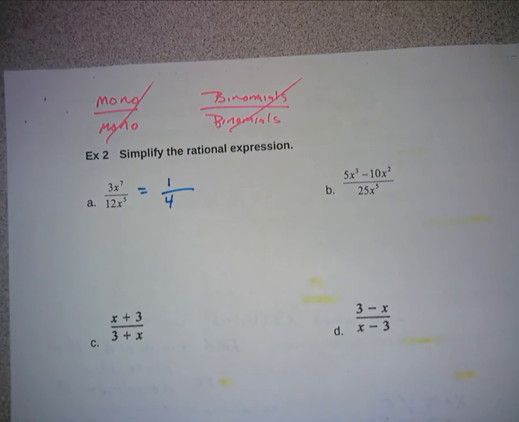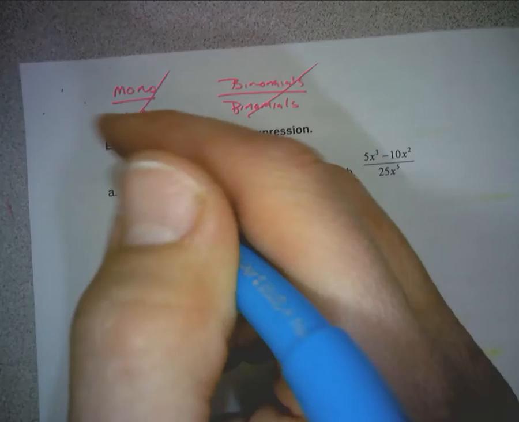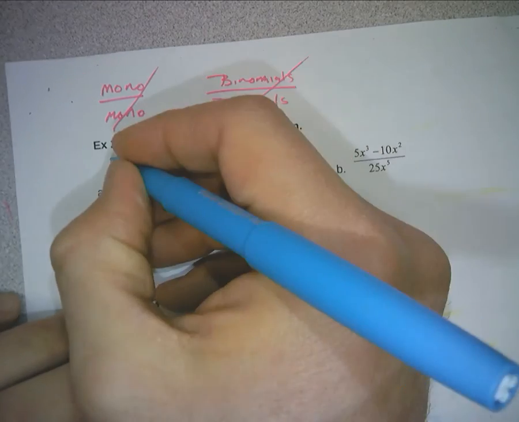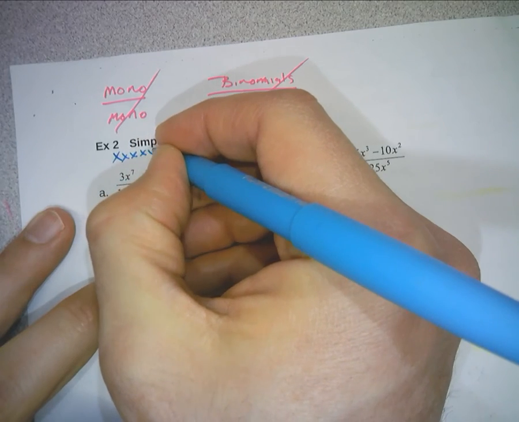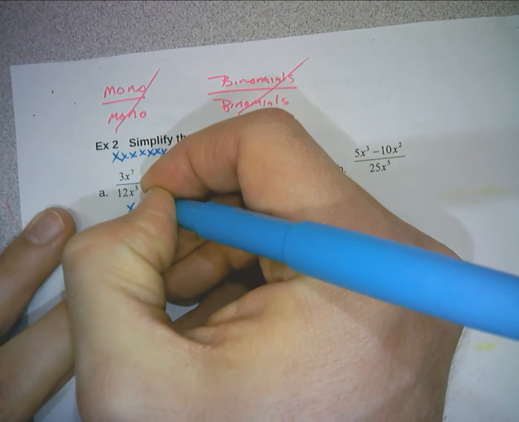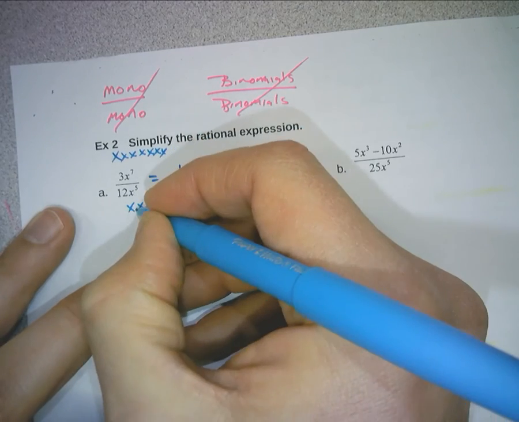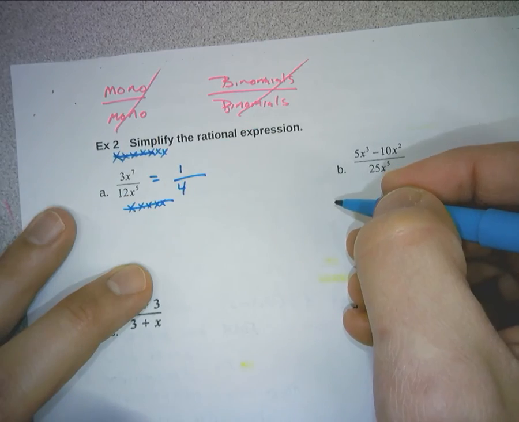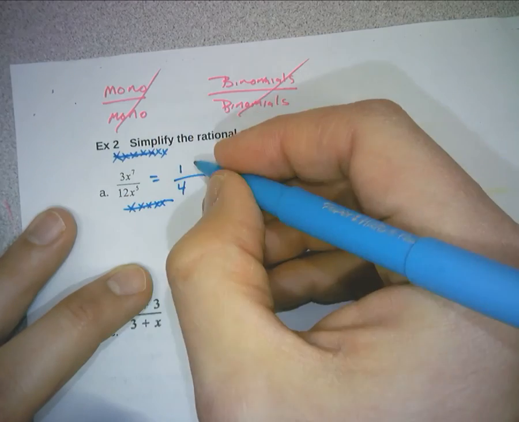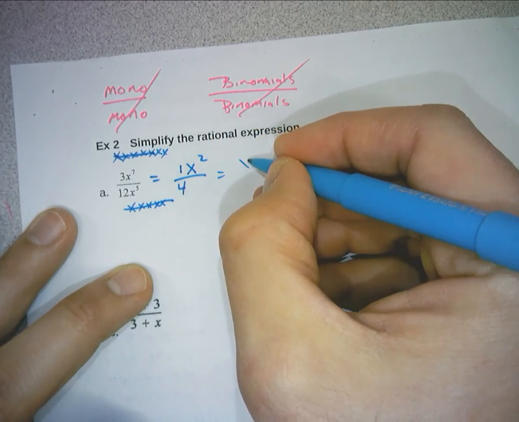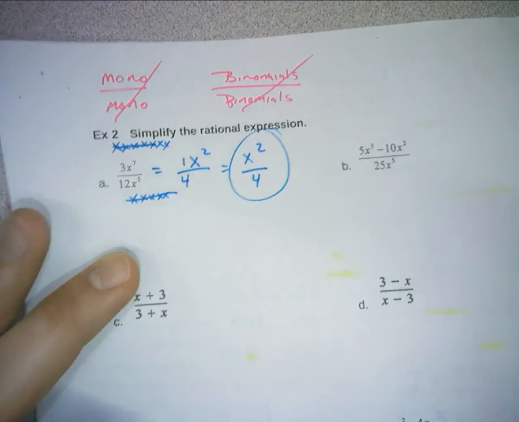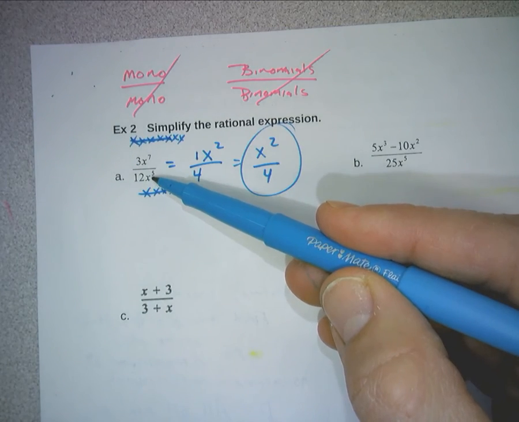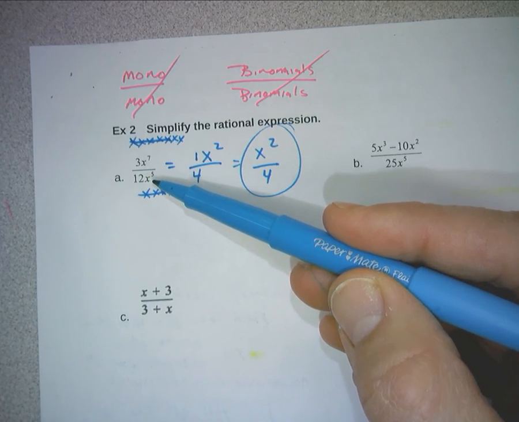And then on top, the x to the 7th and x to the 5th reduce. So if you need to, you could write out all these x's, and on the bottom, all these x's. 1, 2, 3, 4, 5. And these are all reduced. So we reduce, that leaves me with x times x, or x squared. So the final answer I'd probably write is just x squared over 4. So again, this is an example of a monomial reducing another monomial.